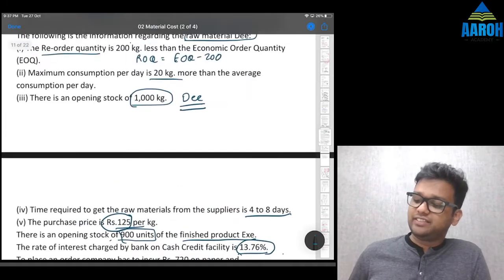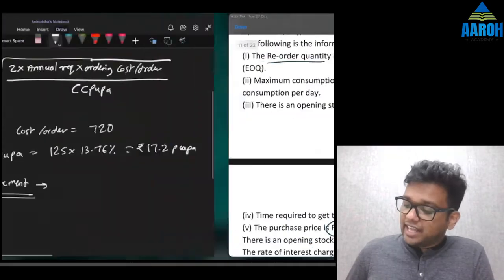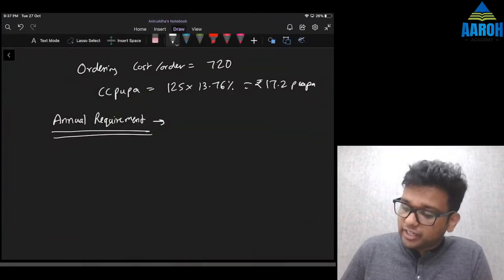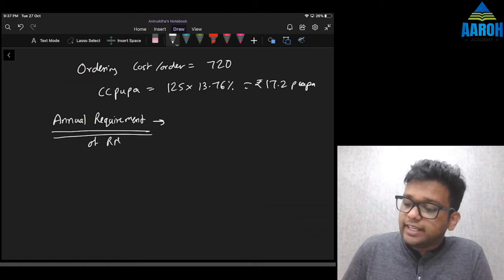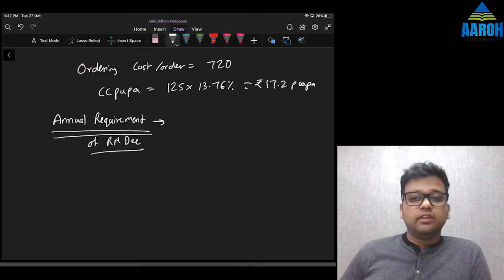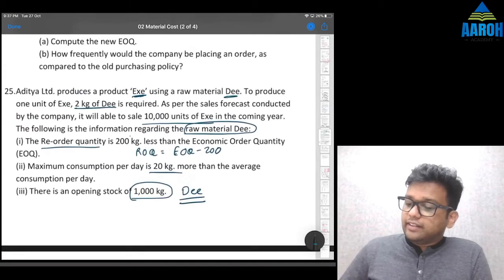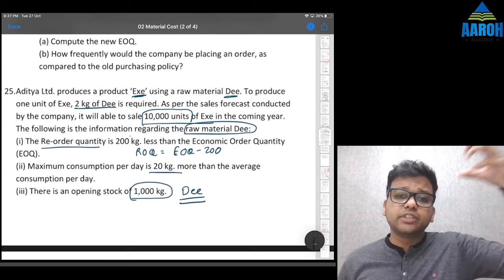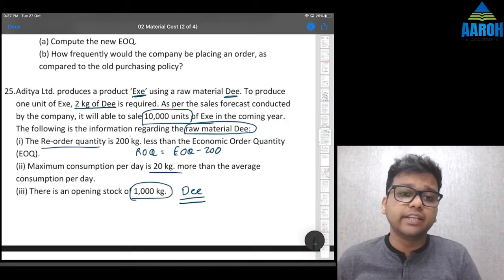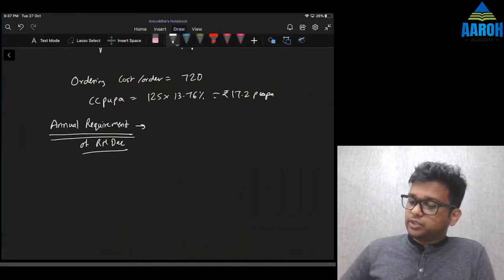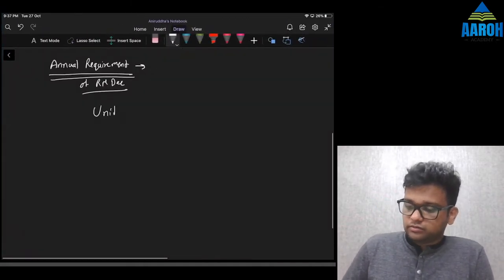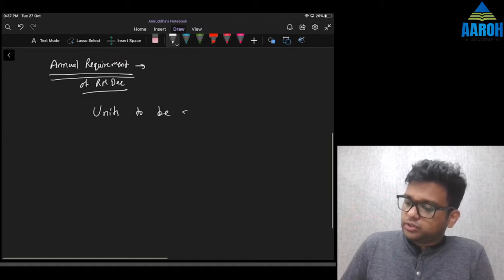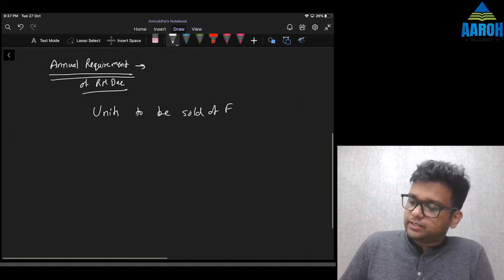Now let's see what the annual requirement is. This annual requirement is of raw material D. Now understand carefully, 10,000 is not the answer, because 10,000 is 10,000 units of finished product. That is what we have to sell in the year. So units to be sold of X are 10,000 units.